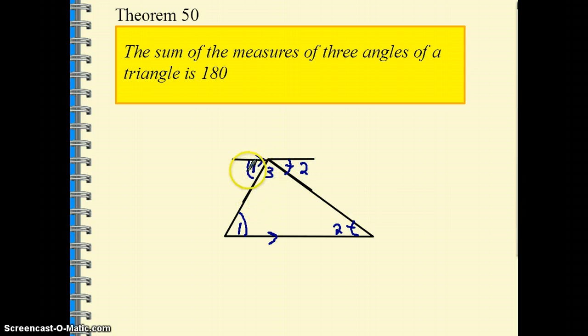If you look, angles 1, 2, and 3 form a straight angle. So you know the sum of the measures of angles 1, 2, and 3 has to equal 180. So therefore, that's just a nice, quick little back-of-the-envelope proof for this theorem, Theorem 50.